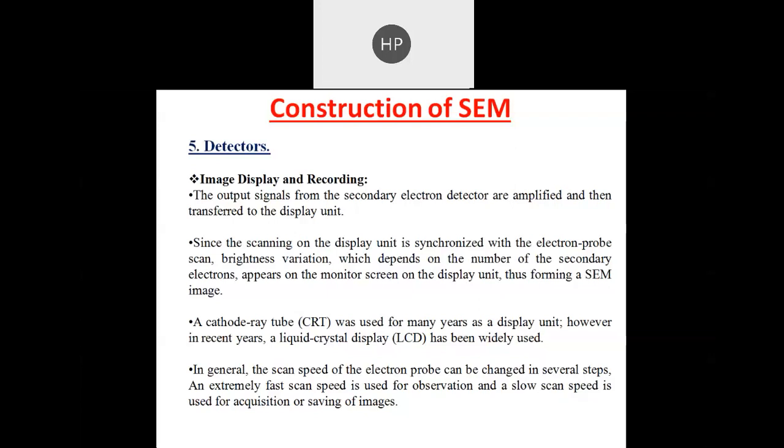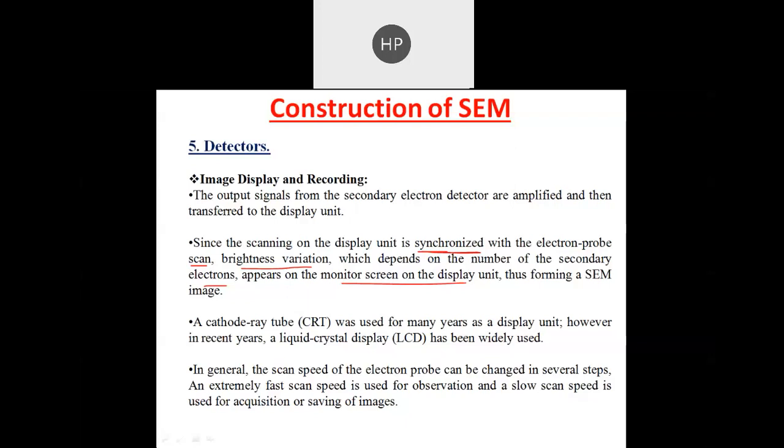Okay, so the scanning on the display unit is synchronized. What is synchronized with what? With the electron probe scan, meaning the brightness variation depends on the number of secondary electrons, and based on that we have this SEM image which appears on the monitor screen.